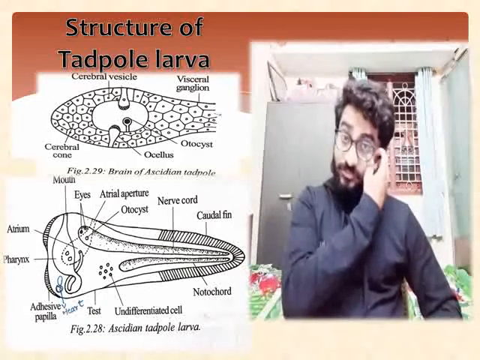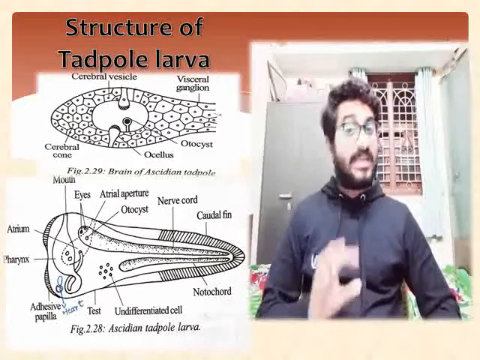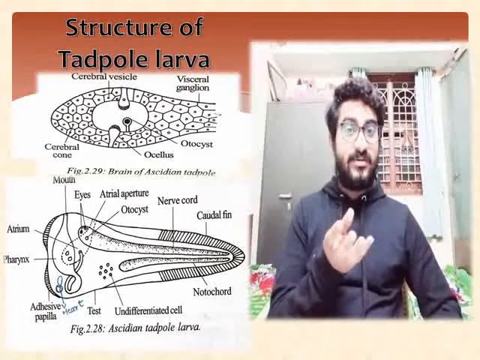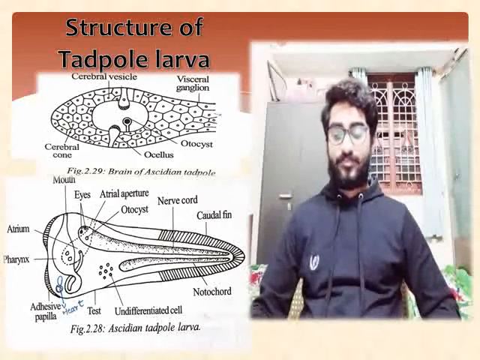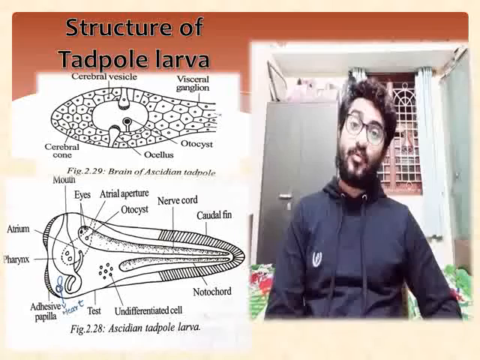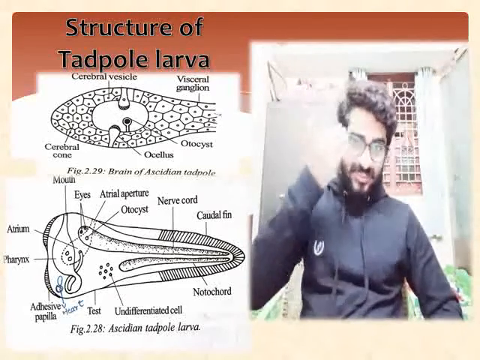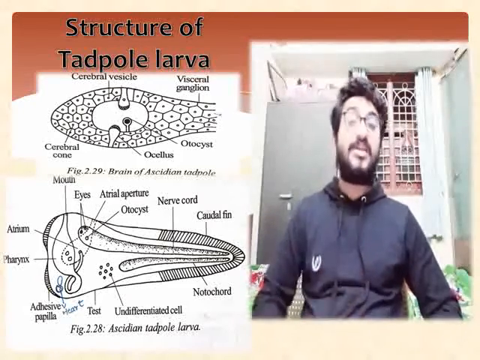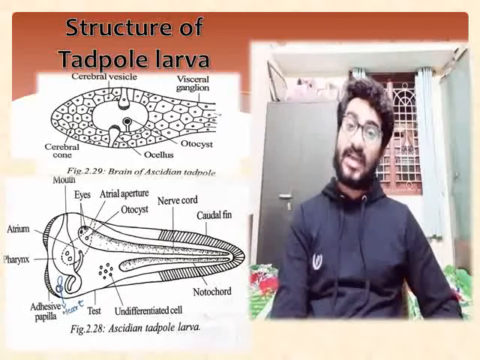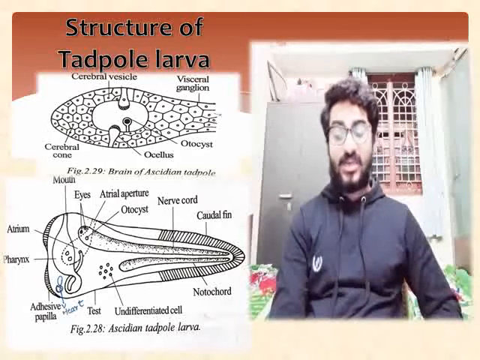So the heart is present and is enclosed in a pericardium and is located towards the ventral part of the pharynx. Just towards the ventral part of the pharynx there is a heart, and the heart is enclosed in a cavity called the pericardial cavity.